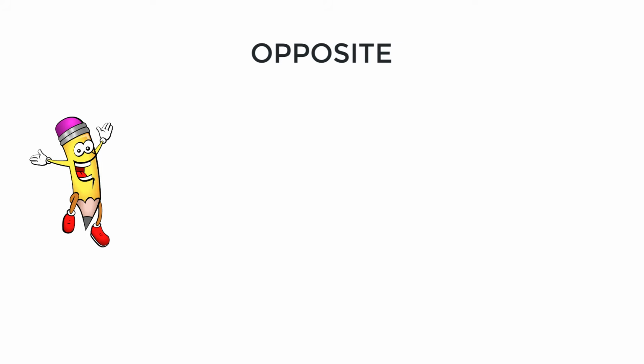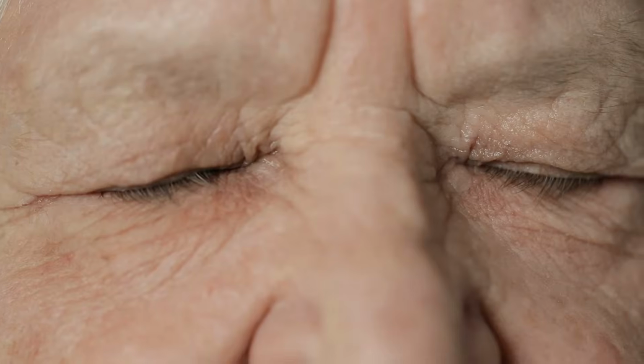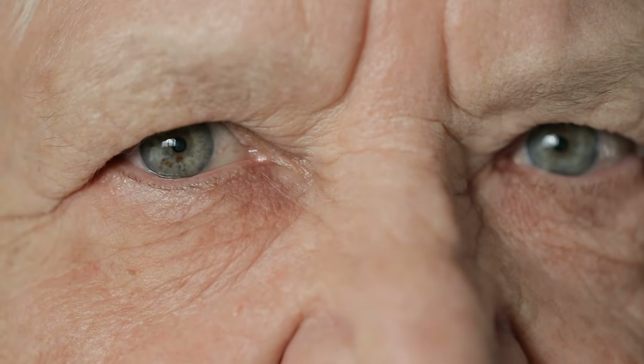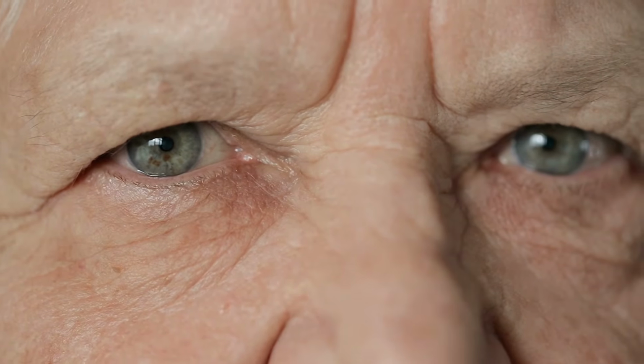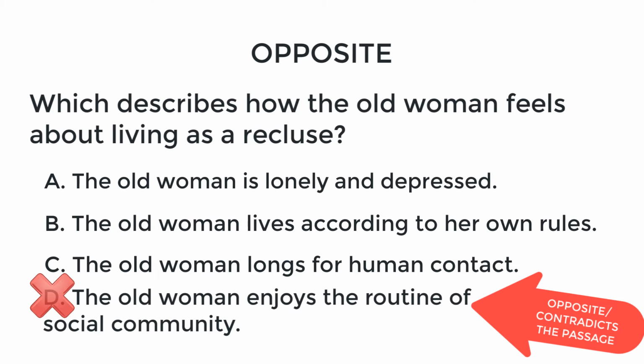The next type of trap answer is the opposite. This type of distractor contradicts the information in the passage. Let's go back to the story about the old woman. Again, if the passage says that the old woman felt free of the constraints and the trappings of structured society, an opposite type of answer may say that she enjoyed the routine of social community. Well, this is obviously an opposite because she does not enjoy the routine or the customs of structured society.